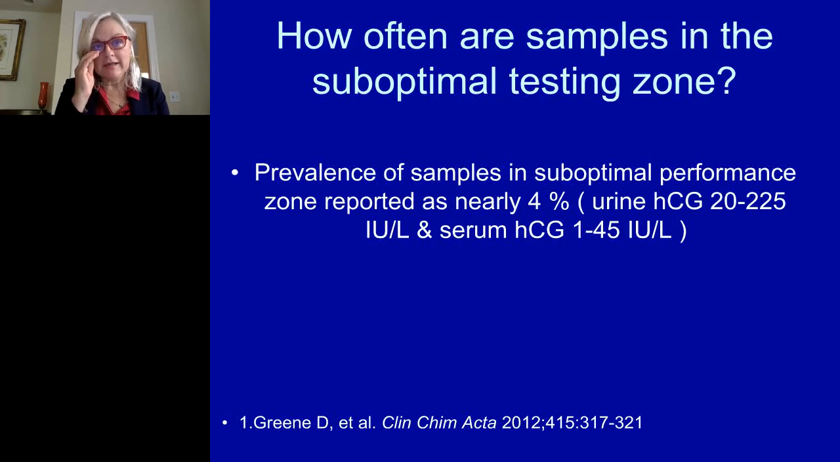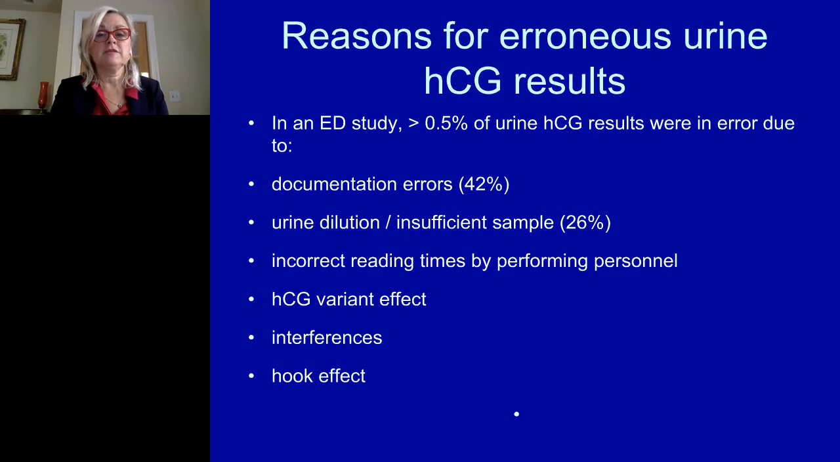We don't have good data in the cancer population, which is our population of interest in this discussion. We do have some studies that have looked at all individuals having a pregnancy test, and they found almost about 4% of patients test in this suboptimal zone where the urine HCG may not detect it, and even the serum HCG might be low. So it is a significant number of patients that fall in this suboptimal performance zone.